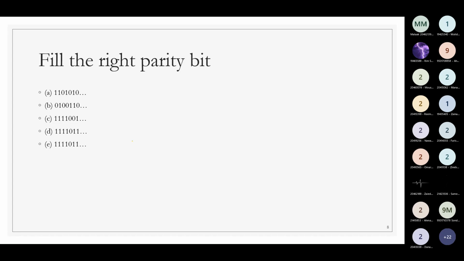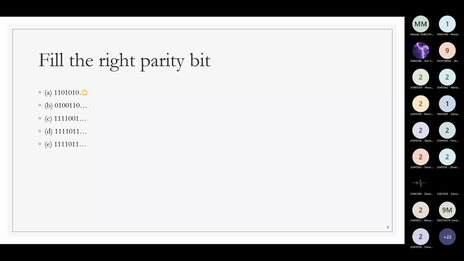Is it clear? For A, will we add 0 or 1? Sadia says that we need to add 0. Do you agree with her? Yeah, here 0. Why do we use 0 here? Because here we have 1, 2, 3, 4 ones. We have an even number of ones, so we need to keep it even.